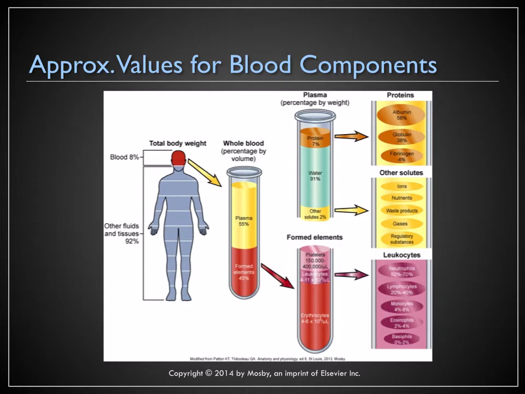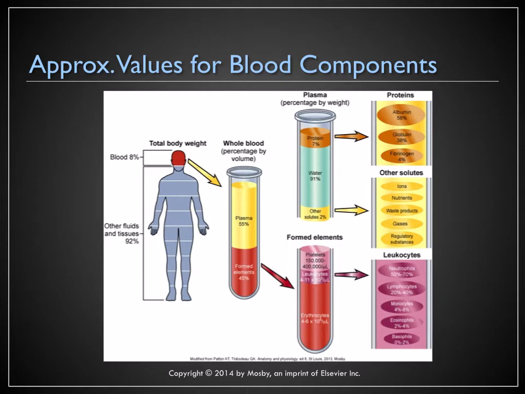Again, they have also shown you the division of plasma percentage by weight, where you have protein, water, and other substances. Again, they have shown you that in protein, you have further subdivisions of albumin, etc. So this is how the blood components are shown by percentages in this diagram.